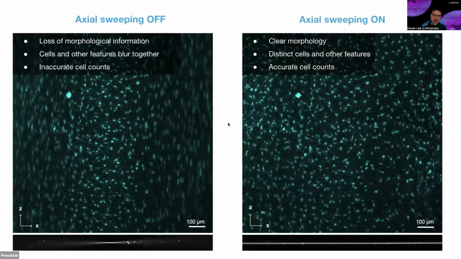But once we turn on the axial sweeping, the sweeping light sheet is synchronized with the rolling shutter on the camera, and then we capture the thinnest part of the light sheet to enable a homogeneous and thinnest light sheet thickness. That's how we're able to achieve the best axial resolution with rapid acquisition.